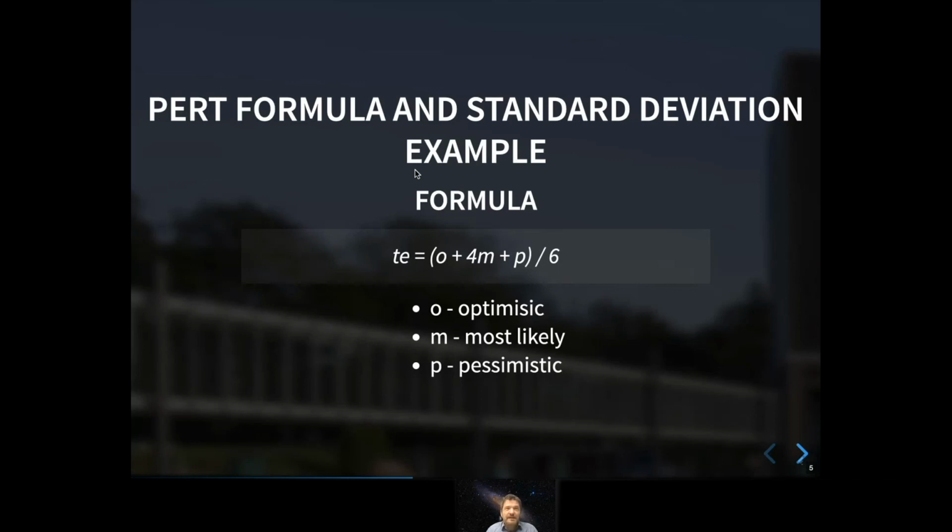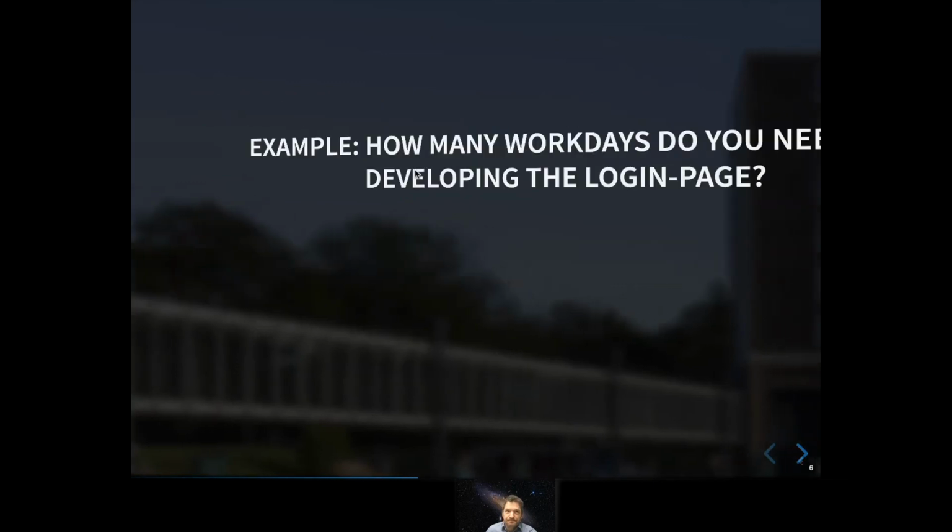And by calculating these values and not just taking an average, you get a slightly better value than just taking one number, by now taking 3 numbers and calculating the value out of that. Yeah. So let me show you an example.